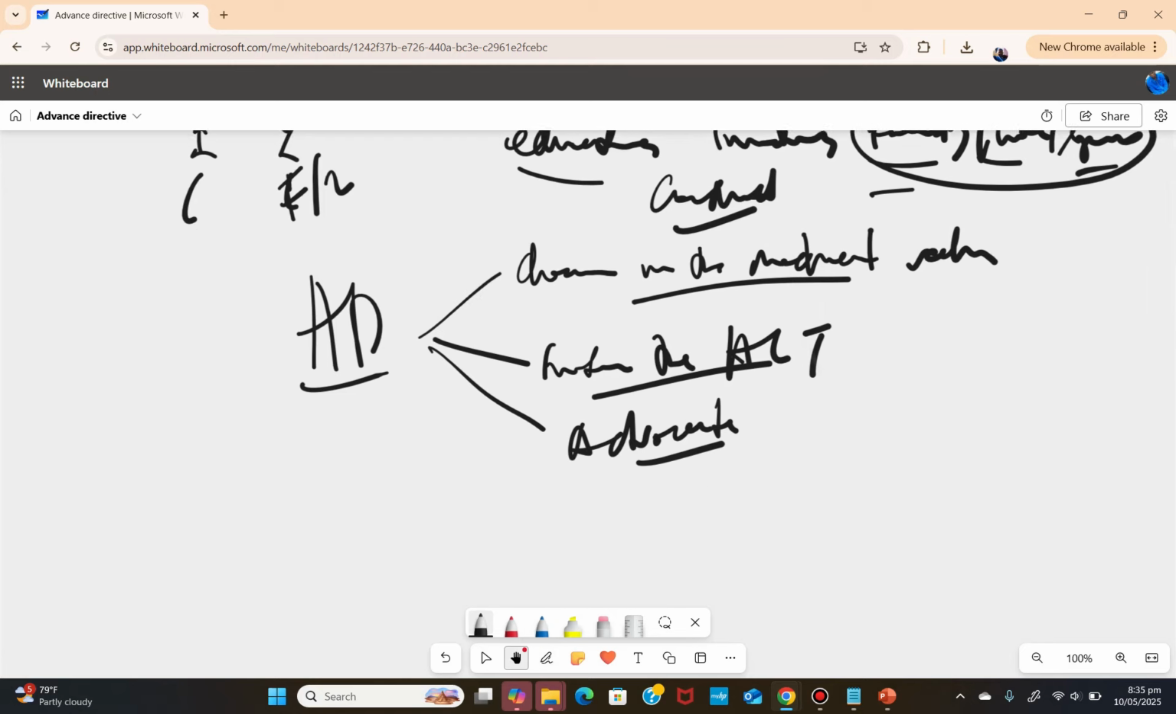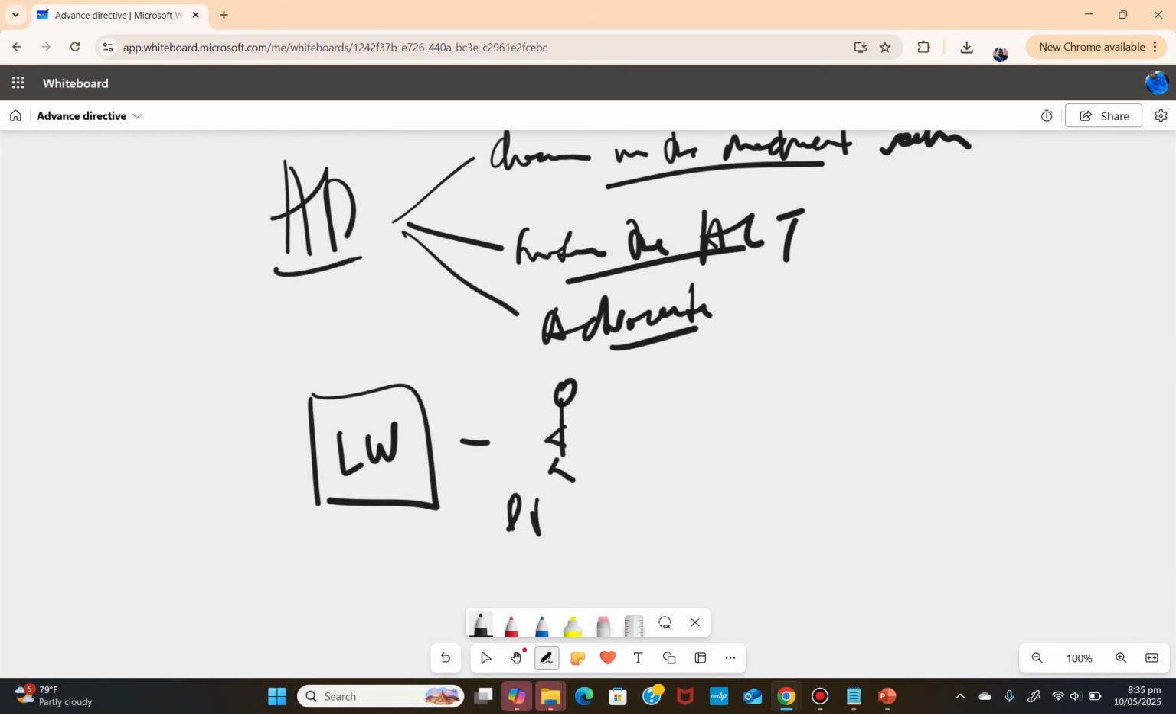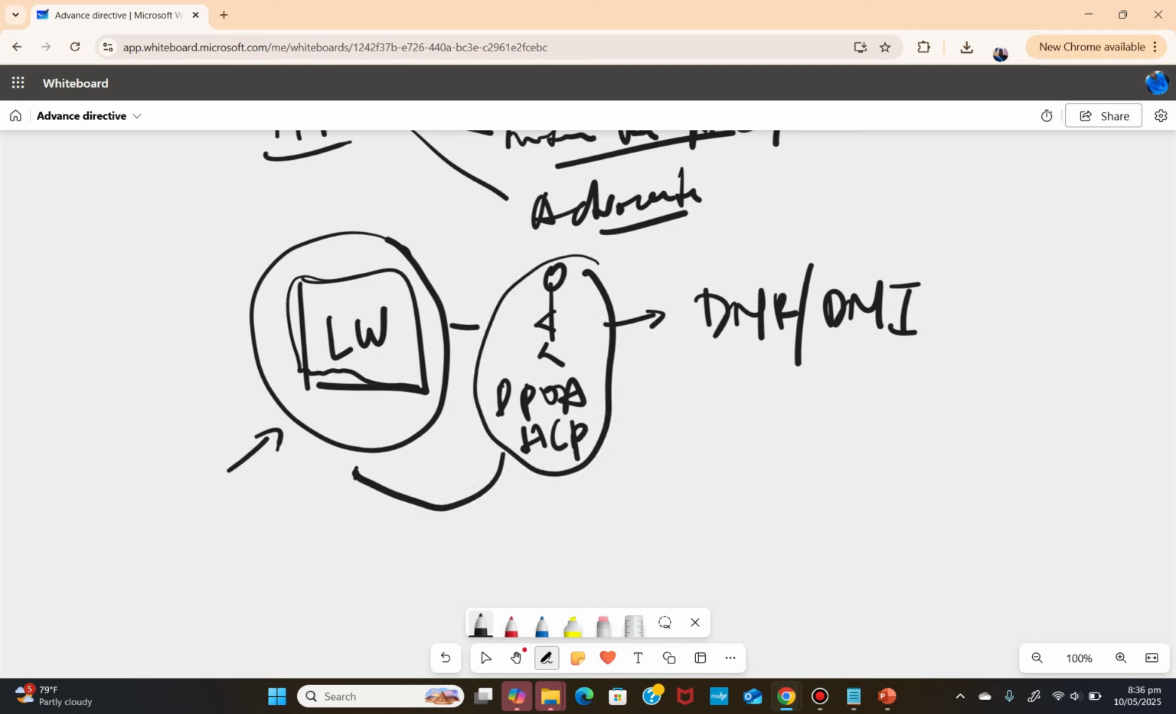Which brings us to the types of advanced directive. Now we have the living will. That's a paper document, the living will. Then we have a person that can either be the durable power of attorney or healthcare proxy. Then we have our DNR, do not resuscitate, DNI, do not intubate. Right. So now, this is very important. This is the most important document. If the client has a living will, right, this person right here must respect the living will. Any information that is on the living will, this person right here must respect.